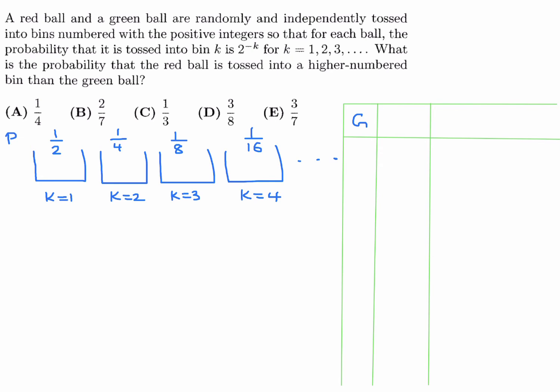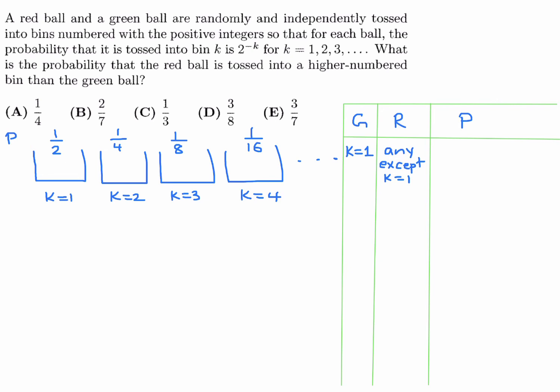So the placement of the green ball, then the red ball, and then the probability. Well, if the green ball is placed into the bin that's called k equals 1, the first one, then the red ball can go into any of the other ones, any of the other ones except k equals 1. Because remember, we want the red ball to be put in a higher numbered bin than the green ball. Okay, so what's the probability, first of all, that the green ball goes into k equals 1?